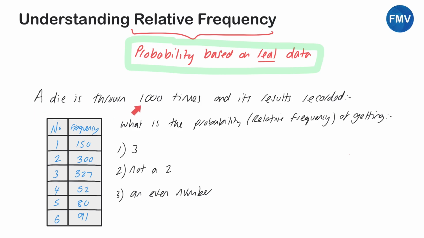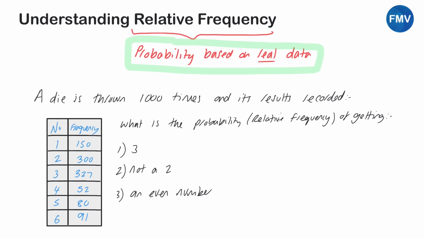A die is thrown 1,000 times and its results are recorded, and they're recorded in this table here. So you can see the die's got numbers 1, 2, 3, all the way to 6 on it. And the die has landed on a 1 150 times, on a 4 52 times, on a 6 91 times. So this is not based on theoretical probability because you'd expect those to be roughly even if it was a fair dice. So this is based on actual data, so actual number of throws.